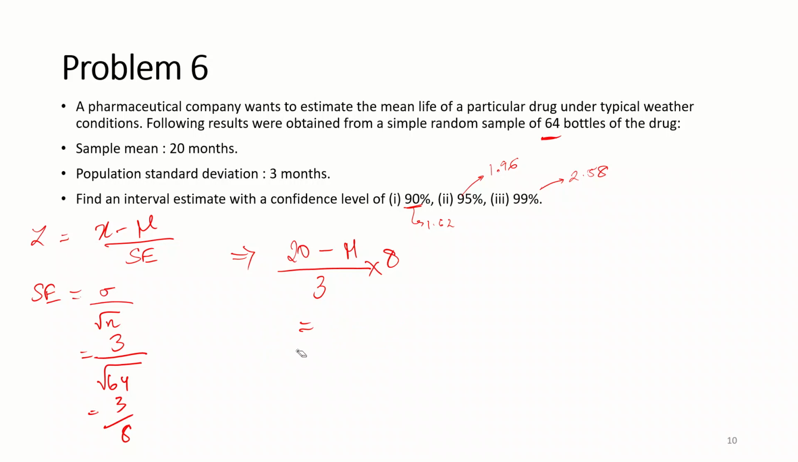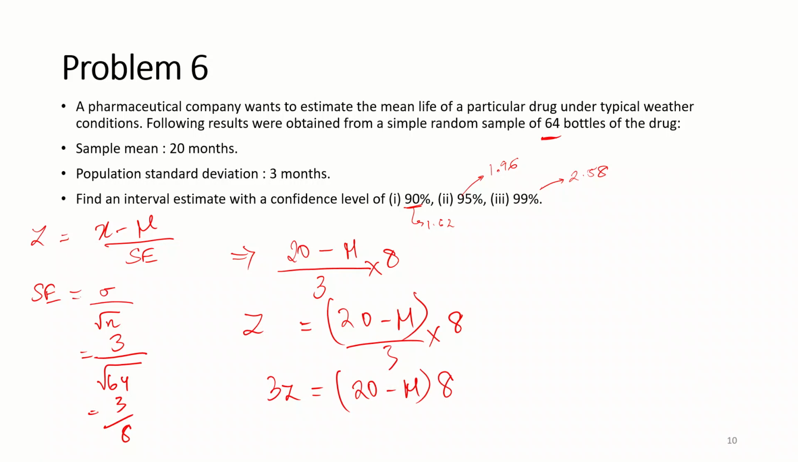So z equals 20 minus mu by 3 by 8. What we'll do is 3z is equal to 20 minus mu into 8, and then 3 by 8 z is equal to 20 minus mu, and mu is equal to 20 minus 3 by 8 z. It will be plus or minus because z is plus or minus.